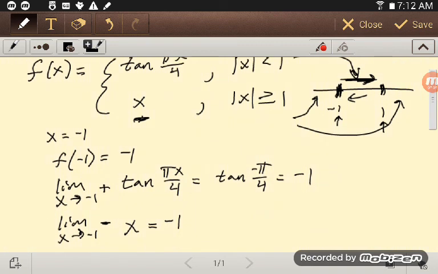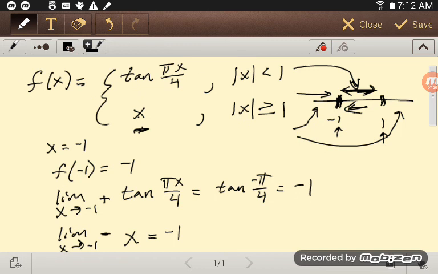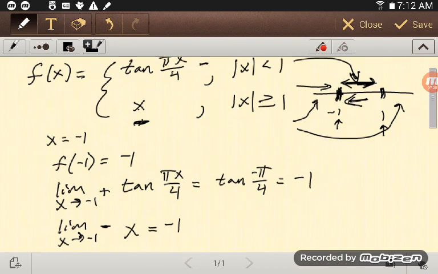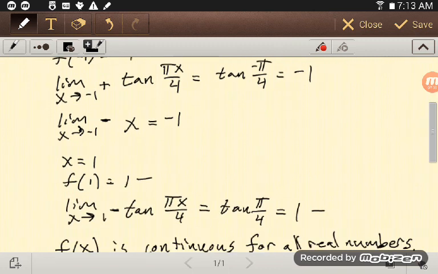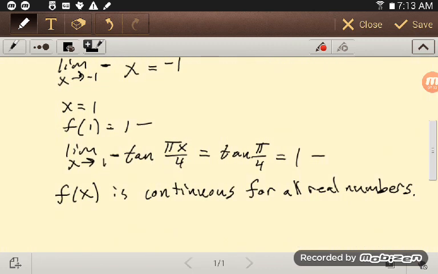Definitely, the limit was fine coming in on the x side. As we came in this way to the negative 1, that was fine because it was just x. The question was, what if we come in from this direction? Will that tangent function up here still give us a negative 1? And it did. Similarly, as we came into 1, it was okay. And so f of x is continuous for all real numbers.